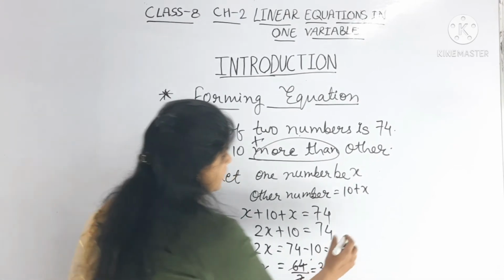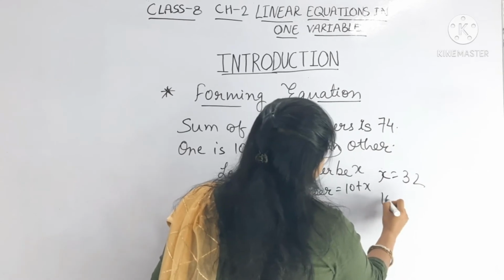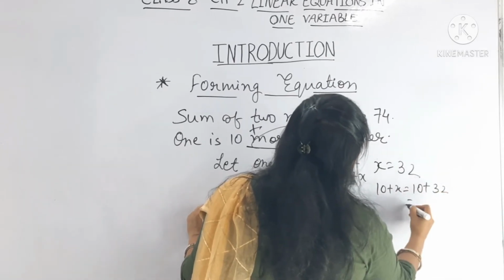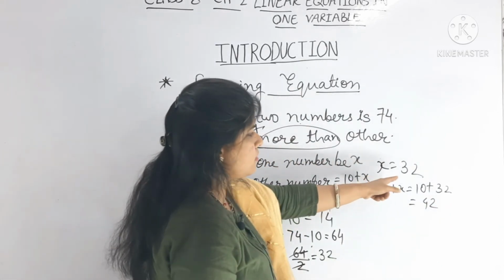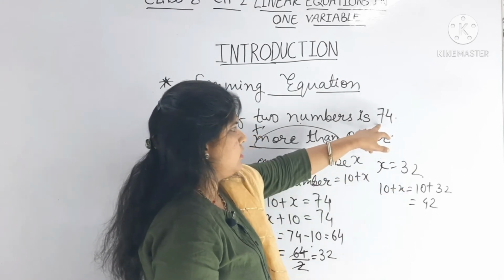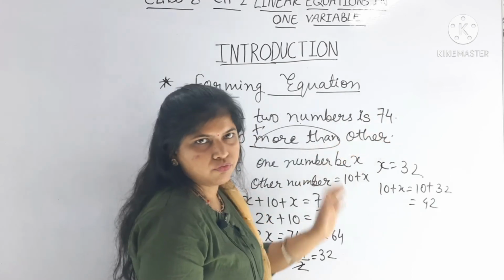So I am getting x equal to 32, and the other number, that is 10 plus x, is 10 plus 32. That is 42. So I am getting these two numbers, 32 and 42. If you add 32 plus 42, I will get 74. Okay.